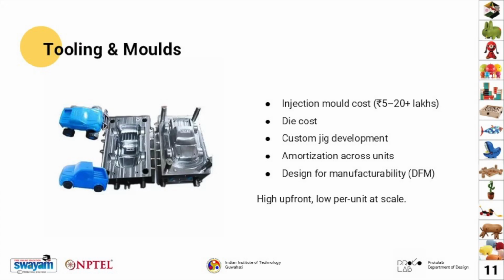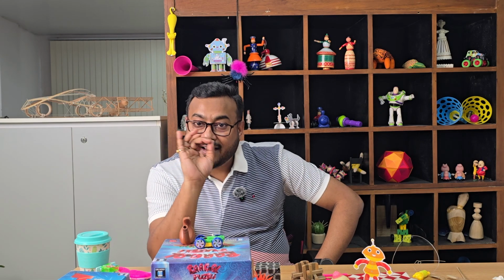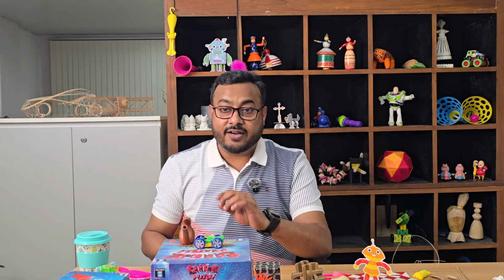Design for manufacturability becomes critical. Reducing part count reduces mold complexity. Combining components reduces assembly stages. Aesthetic decisions affect tooling cost. One extra undercut in design may require complex sliding cores in the molds, increasing cost dramatically. Tooling decisions are design decisions.